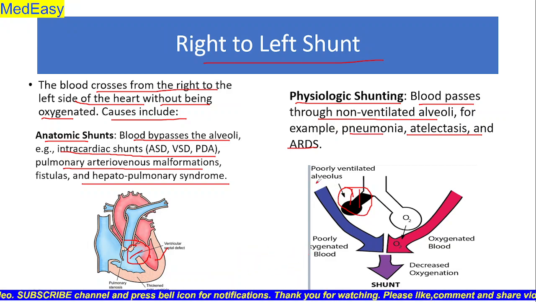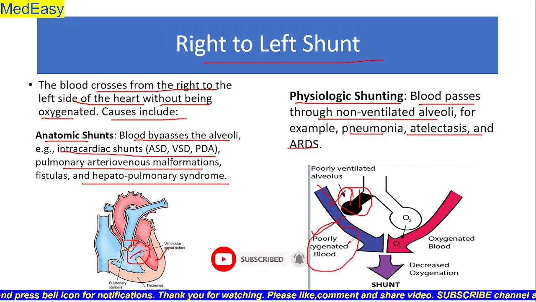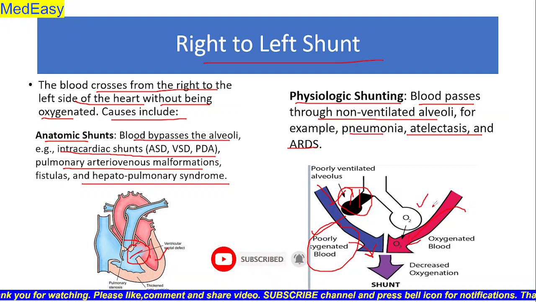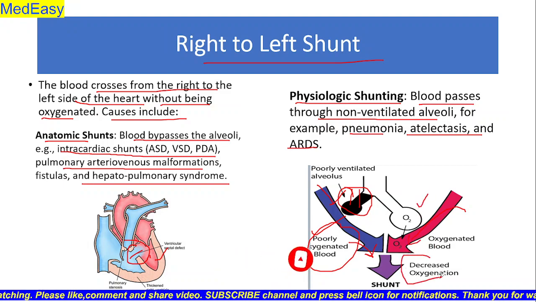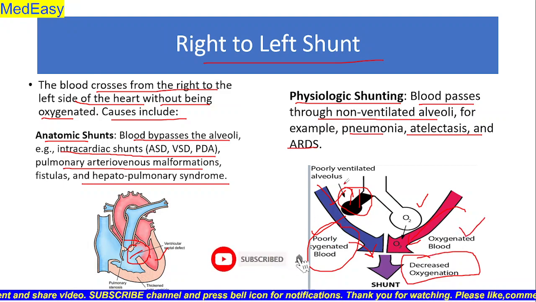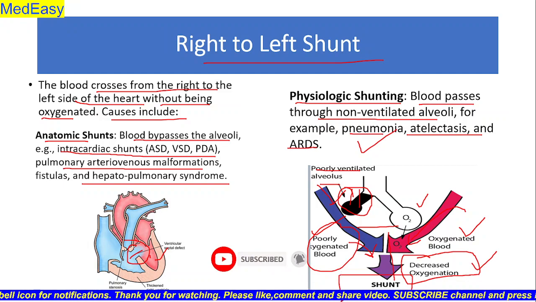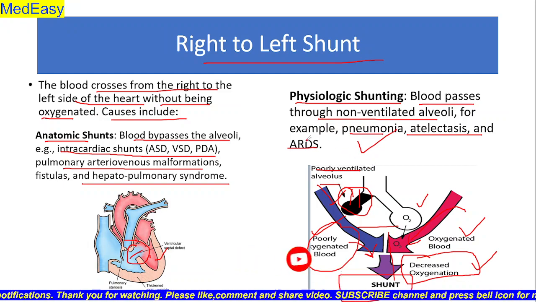So what will happen? The blood passing through this alveoli will be poorly oxygenated, and this poorly oxygenated blood will again go to your systemic circulation, and also it will mix with the oxygenated blood that is coming from the well ventilated alveoli, causing ultimately decreased oxygenation, okay, because this part is well oxygenated, but the blood that is coming from the poorly ventilated alveoli because of a disease condition is not properly oxygenated. So ultimately if both of them are mixed, they will cause decreased oxygenation, and this is called a physiological shunt, and this shunt will improve once the disease condition like pneumonia, atelectasis, ARDS is improving.